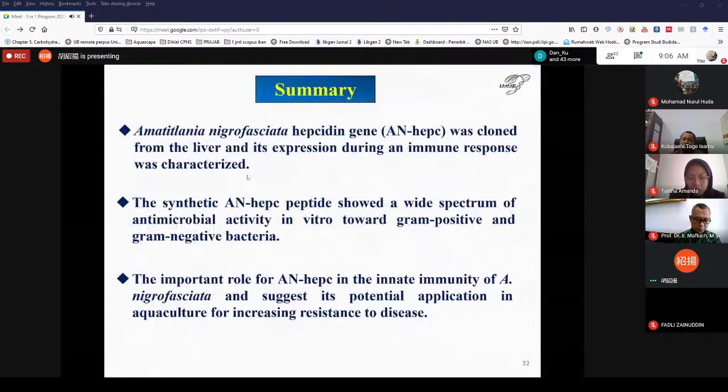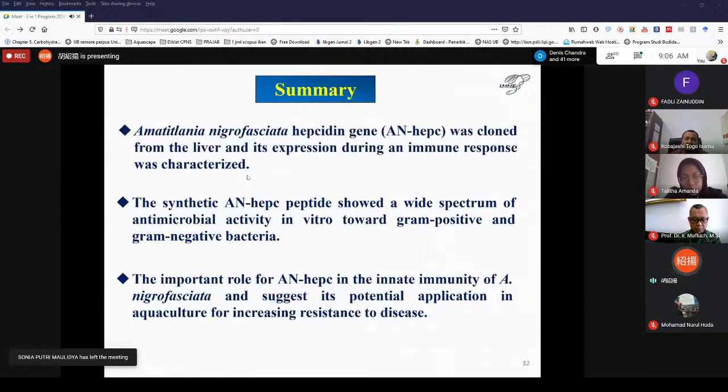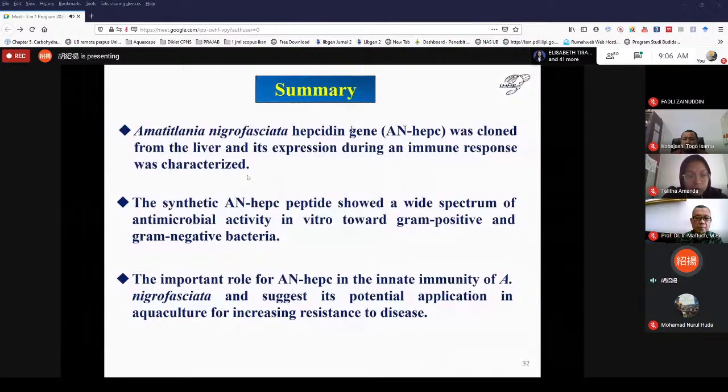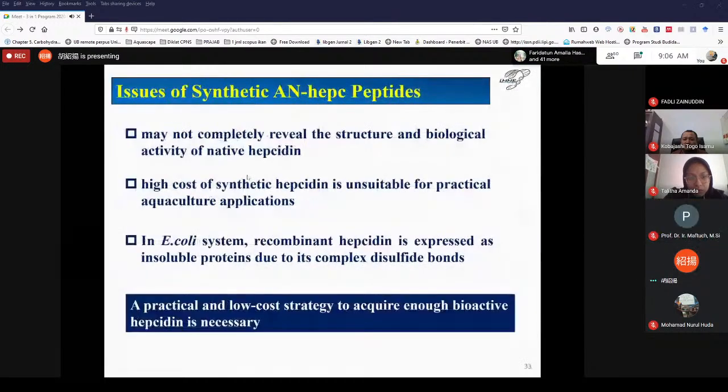Okay, so here I also do a summary. The hepcidin gene was cloned from the liver after the bacterial challenge, and the expression during the immune response was characterized. The synthetic hepcidin peptide shows a wide spectrum of antimicrobial activity in vitro against gram-negative and gram-positive pathogens. This shows the important role of hepcidin in innate immunity and suggests its potential application in aquaculture for increased resistance to disease.